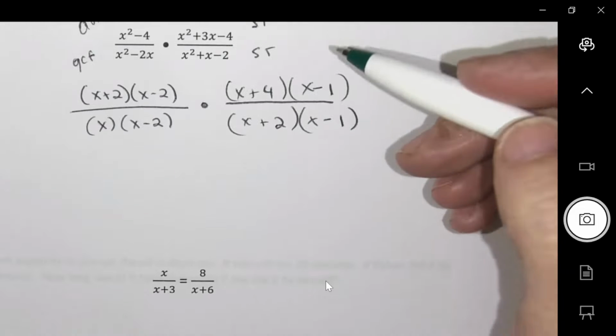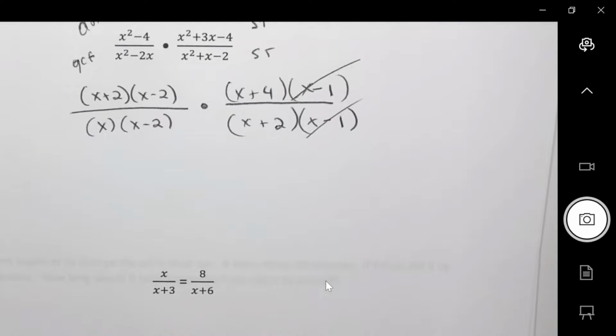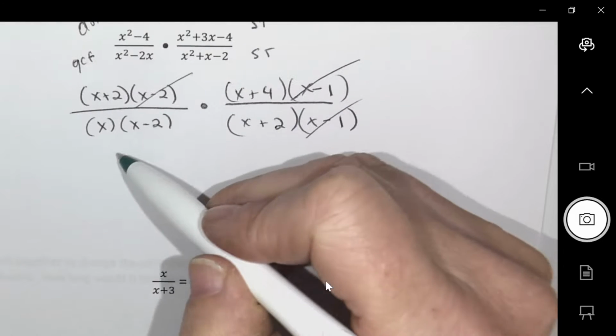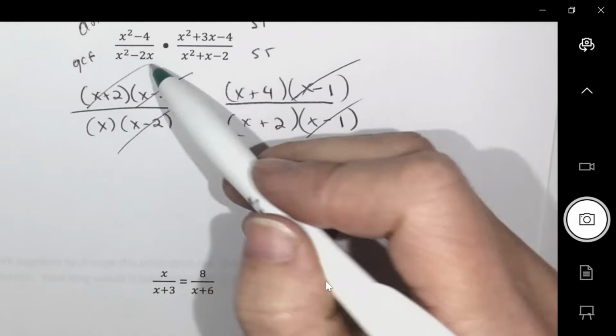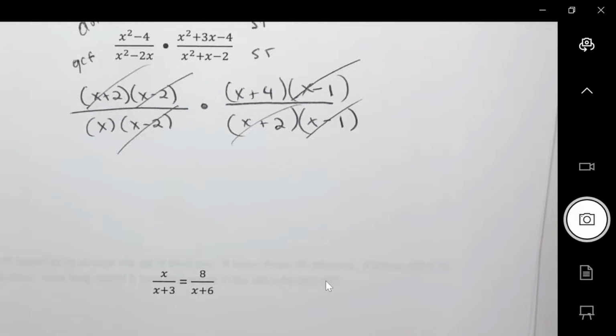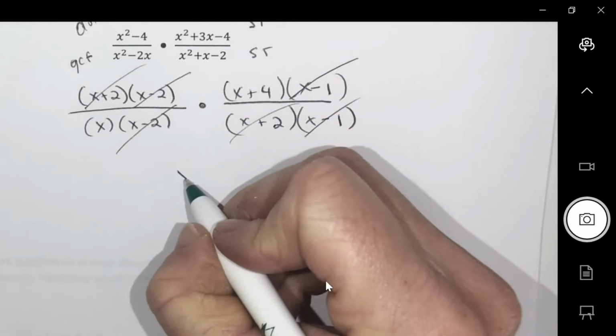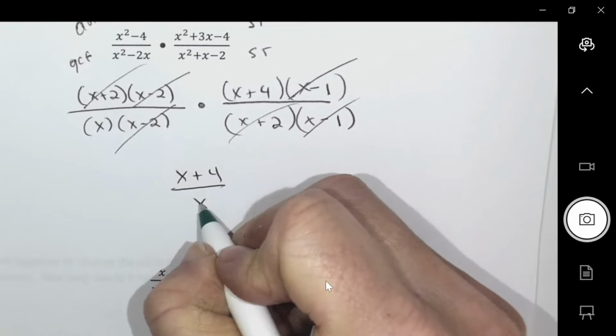Okay, I'm going to look for cancellation, so something has to be on top and bottom to cancel. So x minus 1, there's an x minus 2 top and bottom, there's an x plus 2 top and bottom, and then that is it.